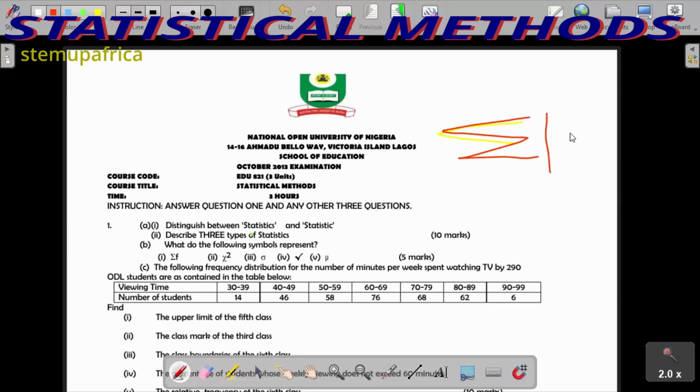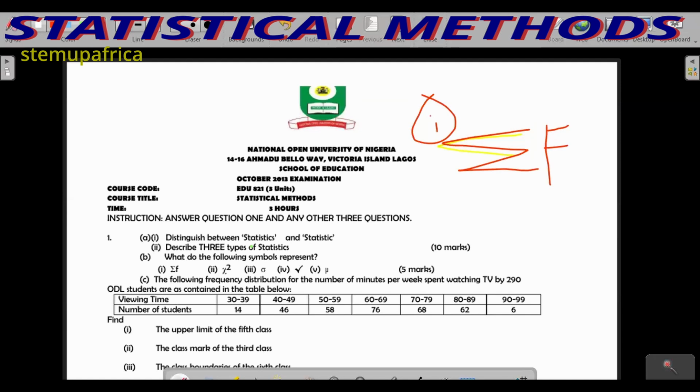Then F stands for frequency. I'm looking at question B now, Roman figure 1. That symbol means summation, meaning you are adding all the items involved. So summation F represents the sum of frequencies, or total frequency. If you have a note, you can write it down. Summation F means sum of frequencies or total frequencies. That's what that sum means.